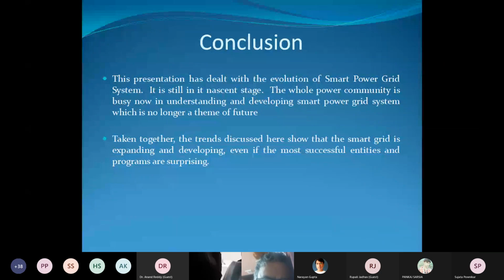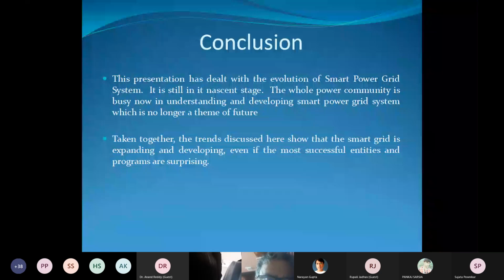Kindly give BTech projects, MTech projects, and PhDs in smart grid and microgrid so that students understand well and join these companies. Taken together, the trends discussed here show that the smart grid is expanding and developing. So we have to go on making progress, and you should revise your power system course syllabus to include smart grid, power grid, microgrid, and power quality.